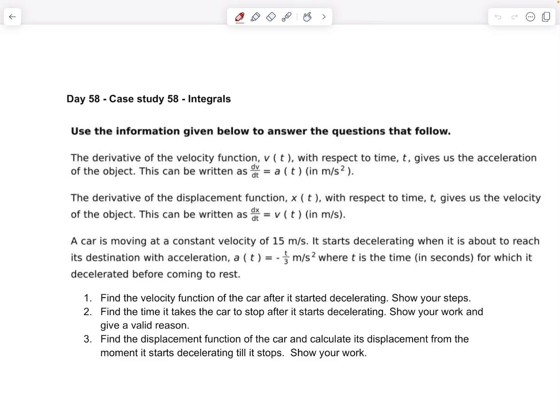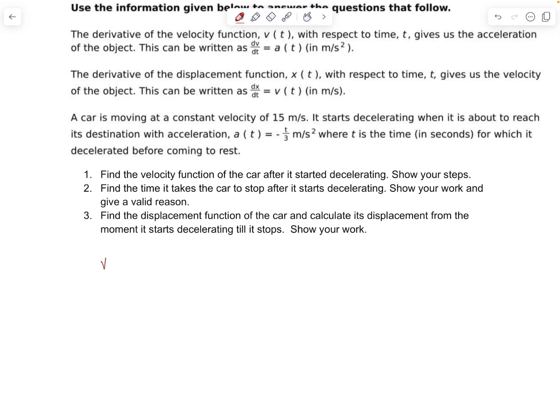A car is moving at a constant velocity of 15 meter per second. It starts decelerating when it is about to reach its destination with acceleration a of t equal to minus t by 3 meter per second square, where t is the time in seconds for which it decelerated before coming to rest. Suppose a velocity function v of t is given.